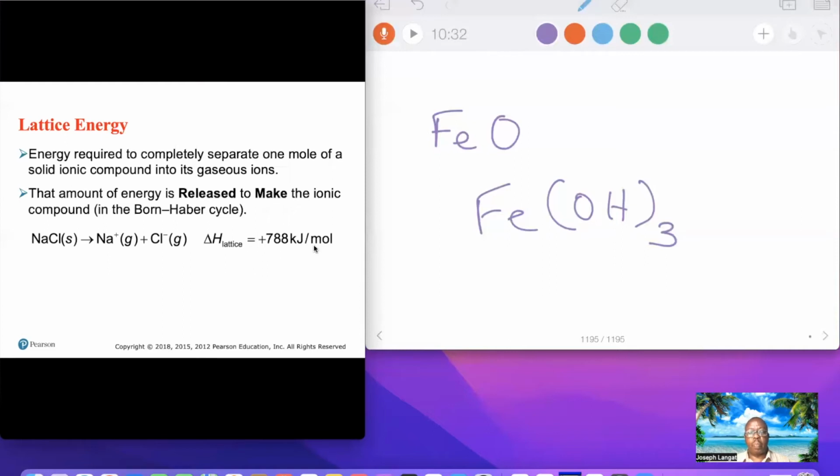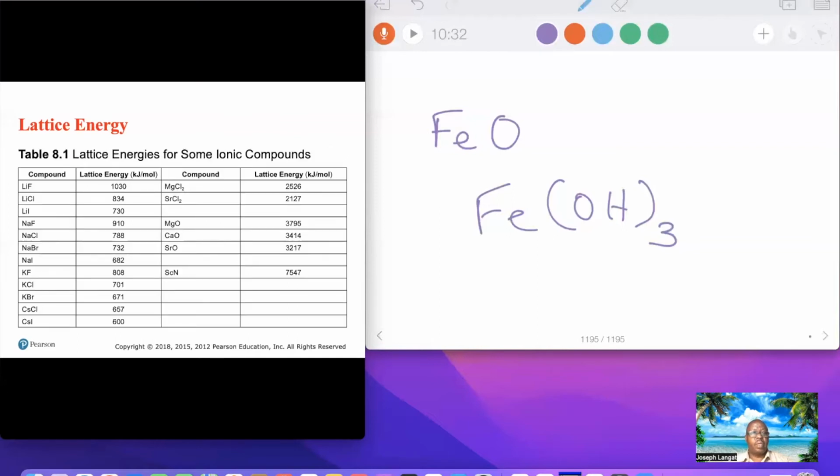And look at the units, per mole, which means we need 1 mole of NaCl. It is positive 788 kilojoules per mole. And understand what this means. It's endothermic. That means we need energy to separate the 2 ions. And the amount of energy required to do that is called the lattice energy. Here are just a few ionic compounds with their lattice energy.